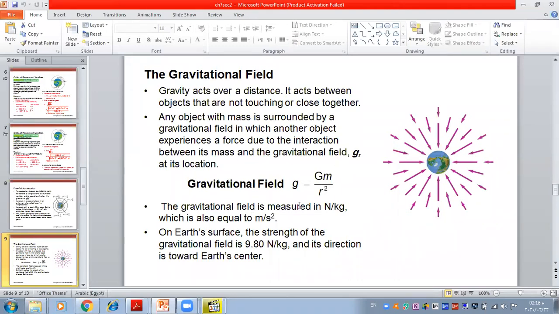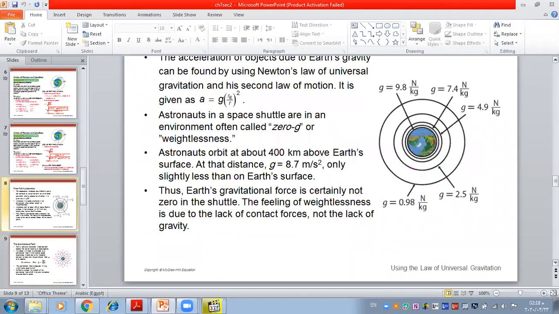The gravitational field is measured in Newton per kilogram, which is also equal to meter per second squared. We know that Earth's gravitational field is 9.8 meter per second squared. On Earth's surface, the strength of the gravitational field is 9.8 Newton per kilogram, and its direction is toward Earth's center. Okay, so I hope it is clear.